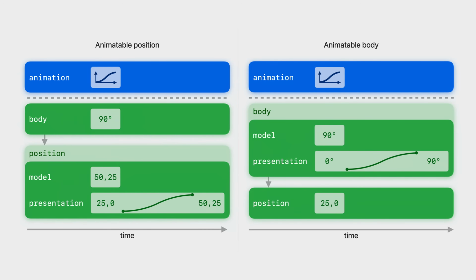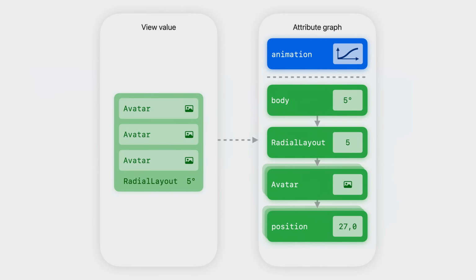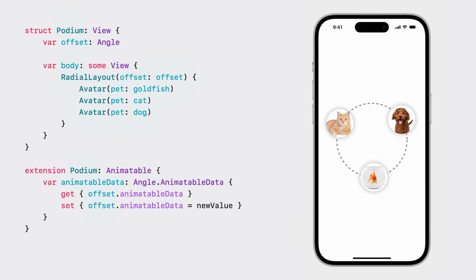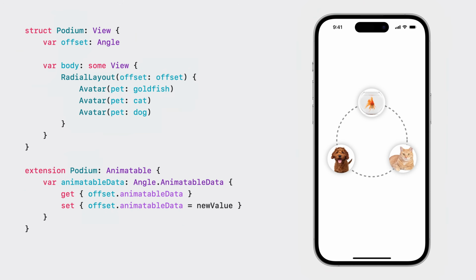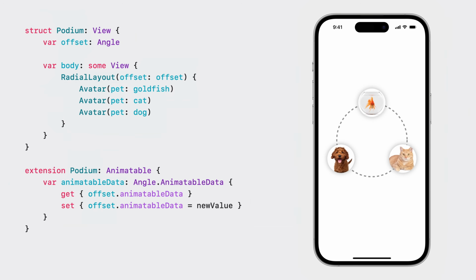In the custom version, when I conform podium to animatable, what changes is that body becomes the active animatable attribute, with the offset angle as its animatable data. How does this result in each avatar moving along an arc? In this custom version, for every frame of the animation, body is going to be called by SwiftUI with a new offset angle, and the layout will be rerun. This is super powerful, and sometimes, like when you're animating custom layout or drawing code, it might be the only way to achieve the effect you're going for.